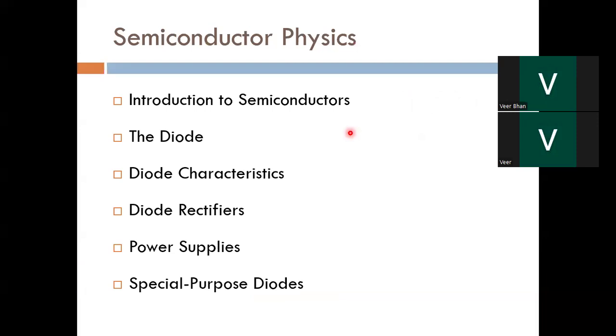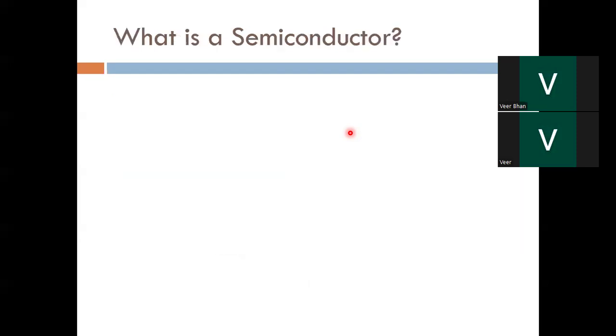This is the outline which we are going to follow: initially the introduction to semiconductors, then diode characteristics, diode rectifiers, power supplies, and some special purpose diodes. As far as this first lecture is concerned, we will focus on the introduction to semiconductors, some basic terminologies, and so on.